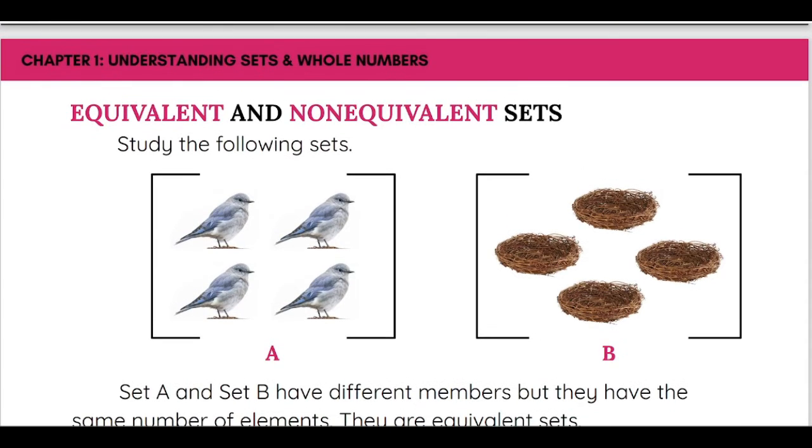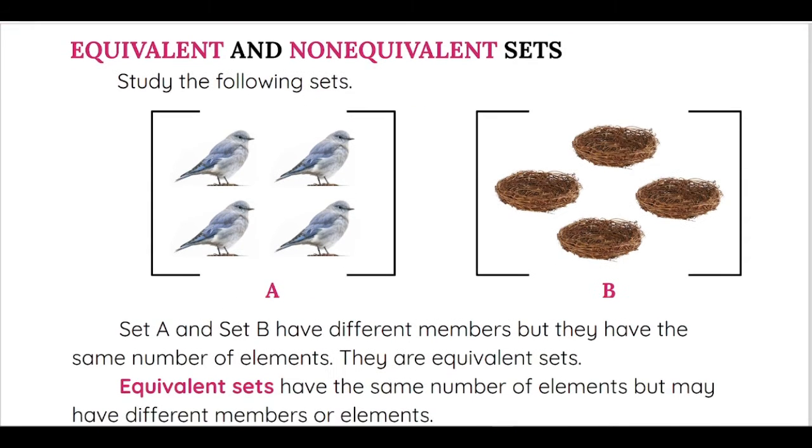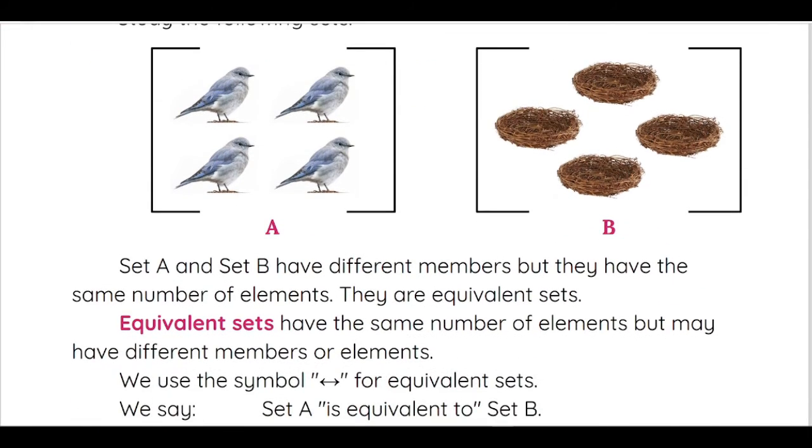Equivalent and non-equivalent sets. So we're going to study the following sets. As you can see, on the left side, or set A, there are 4 birds, while on set B, there are 4 nests for 4 birds. Set A and set B have different members, but they have the same number of elements. They are what you call equivalent sets.